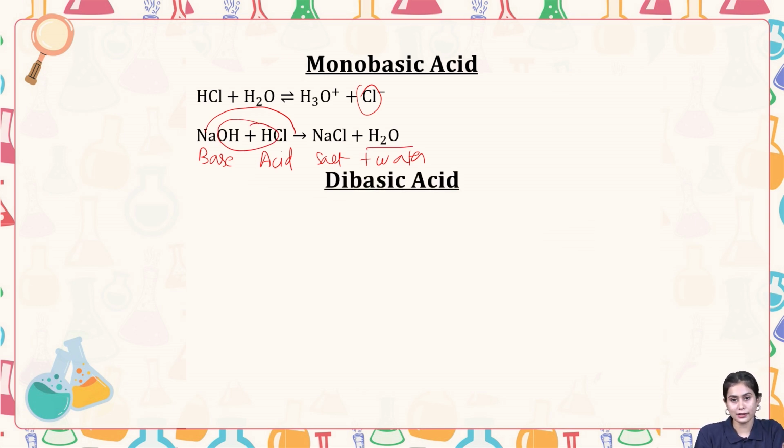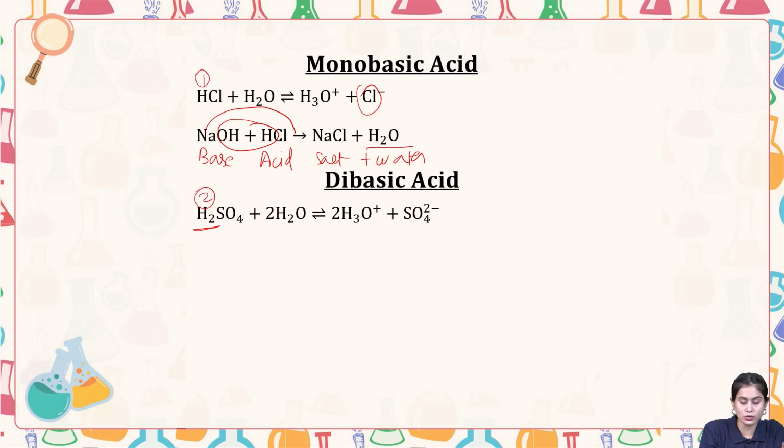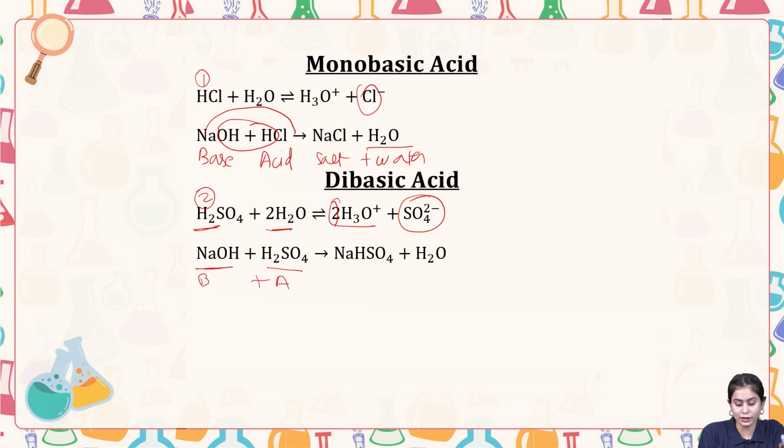Moving to dibasic acid. As you can see, H2SO4. Here one H is there, so monobasic, two H is there, so dibasic. Simple. It requires two molecules of water, dissociates and forms hydronium ions plus SO4 2-, sulfate ions. How many hydronium ions? 2. Understood? Moving on, reaction of the same with your base. Base plus acid will give salt and water, with salt NaHSO4, sodium hydrogen sulfate, plus H2O.